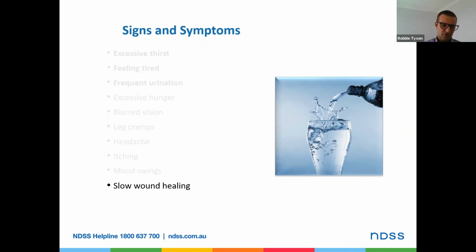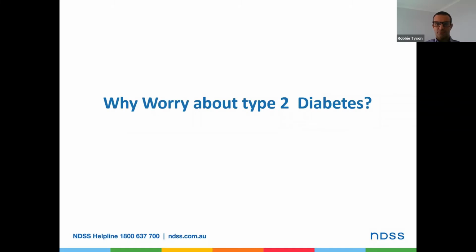Excess glucose is a fuel for bacteria, so it promotes bacterial growth, and that will slow down wound healing. This is quite commonly seen in issues with the feet, and in repeated infections, again with glucose being the fuel for the bacteria. Why worry about type 2 diabetes?